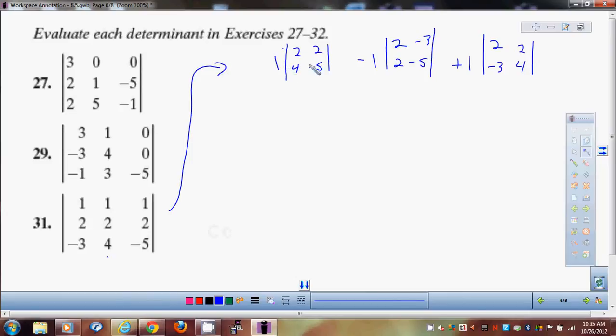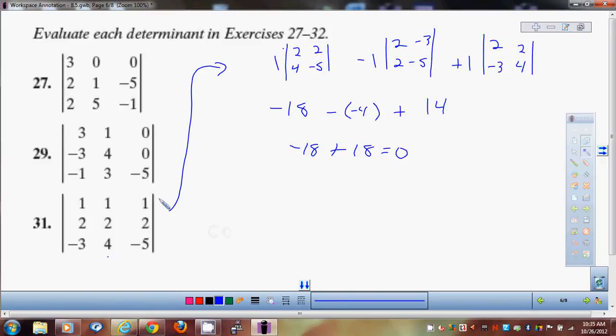AD minus BC, negative 10 minus 8 is negative 18. AD minus BC, negative 10 minus a negative 6, so it's negative 10 plus 6 is negative 4, minus a negative 4, plus 8 minus 6. Did I write that right? Thank you. 8 minus negative 6 is 14. So here we go. Negative 18, was that plus 18? So this one gave you a 0 determinant.